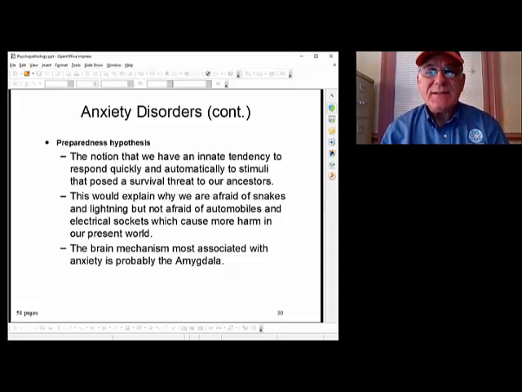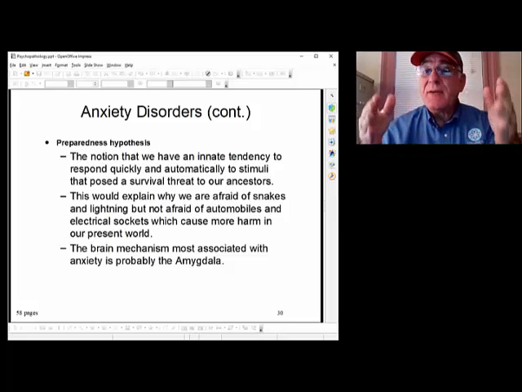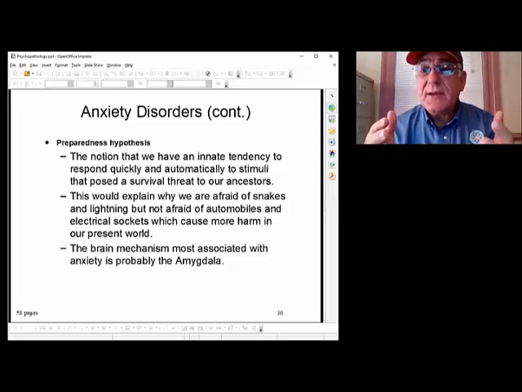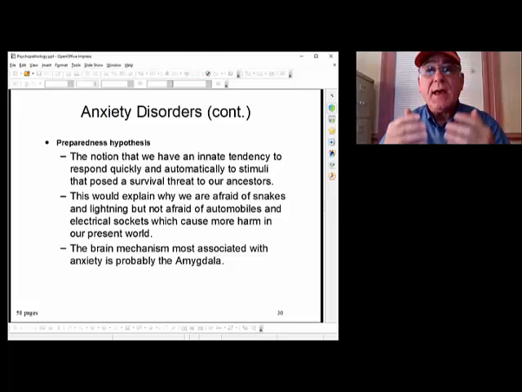So the brain mechanism that's most associated with anxiety is probably the amygdala. And remember, everybody has an amygdala, but it's a spectrum of how much that amygdala actually reacts. Some people's amygdalas are bigger than others. Some are smaller than others. Some people's amygdalas are more active than others. So a person with an active amygdala is going to be more fearful than a person who does not.